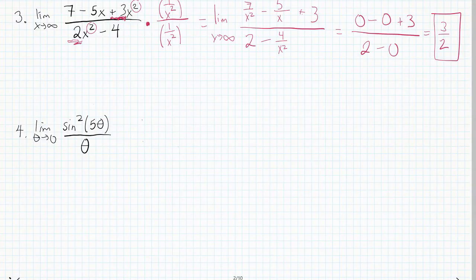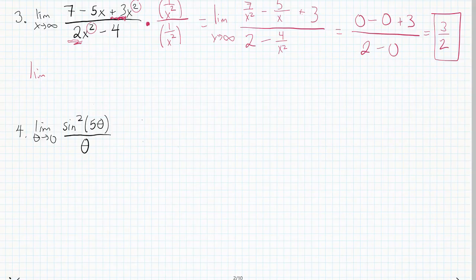So, for example, if the degree of the denominator is greater than the degree of the numerator, your limit as x approaches infinity will be 0. And then if the degree of your numerator is greater than the degree of your denominator, your limit as x approaches infinity will be either positive infinity or negative infinity. Okay? So as long as you have a polynomial over polynomial, the same rules apply all the time.